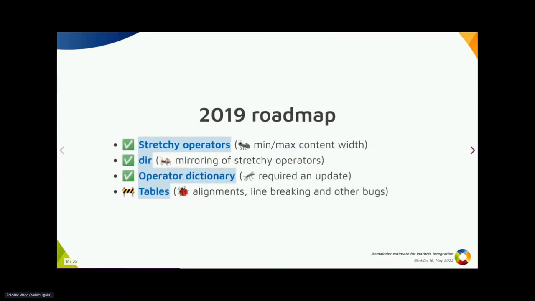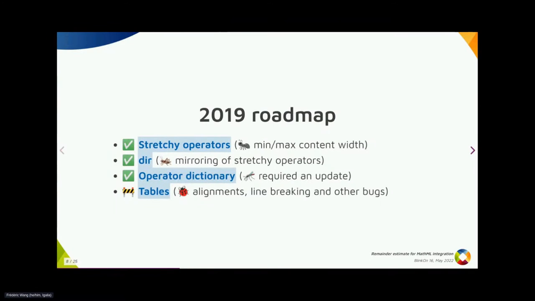For instance, we mentioned that stretchy operators are supported, but they lead to issues with min-max content widths. It cannot currently be mirrored in right to left direction. This has not changed since the last BlinkOn, and we expect the same will be true for the initial release.